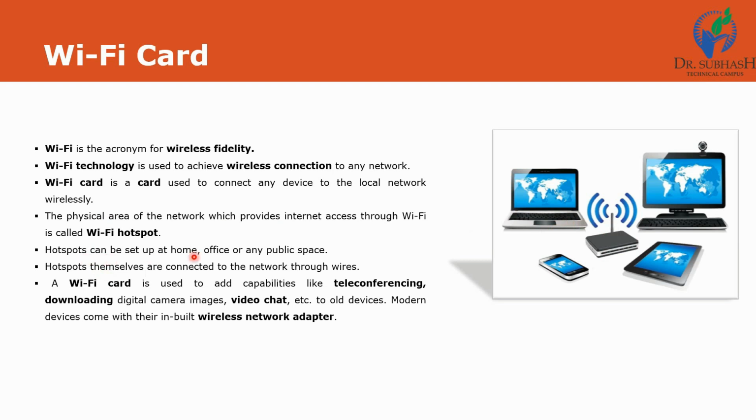A hotspot can be set up at home, office, or any public space. A Wi-Fi card is used to add capabilities like teleconferencing, downloading digital data, video chatting, etc. Modern Wi-Fi devices have a built-in network adapter card and built-in Wi-Fi circuits.